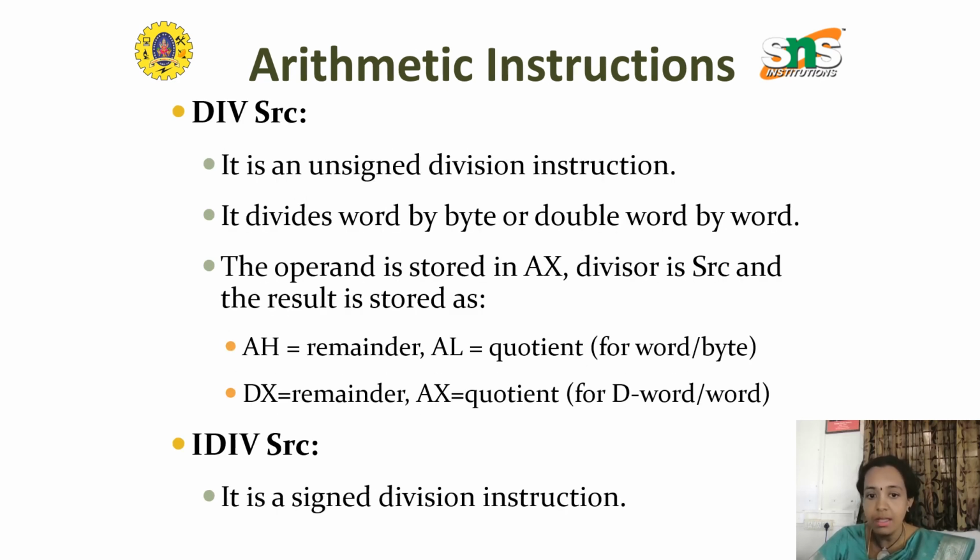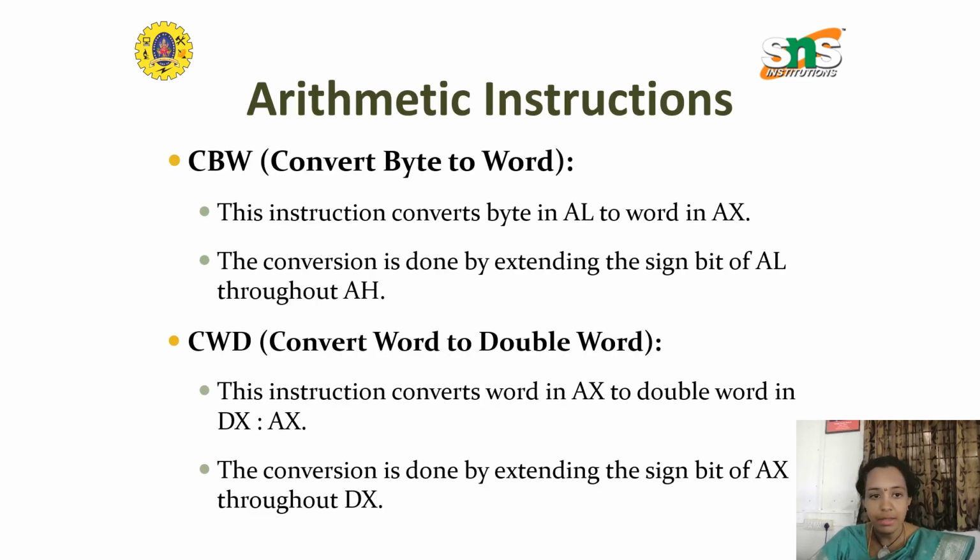The next one is DIV, the division instruction. AH is the higher register of the accumulator and AL is the lower register. DX is the data register and AX is the accumulator register. IDIV is the signed division. CBW converts a byte to a word, and CWD converts a word to a double word. These are like multiplication, but of different types.